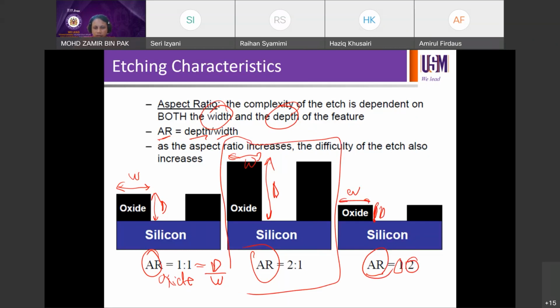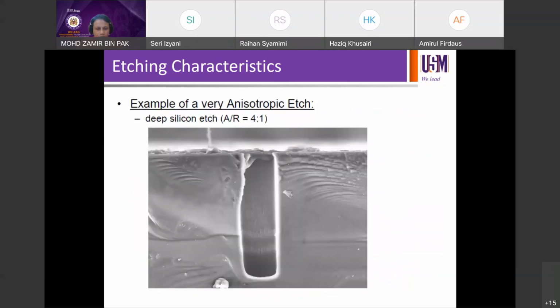So if you want to etch, it's going to demand a higher quality etching process because it is deeper. Therefore you have to ensure that it is able to etch your oxide uniformly, anisotropically. For example, an anisotropic etch, deep silicon etch, 4/1. Depth over width 4/1. Maybe more than 4 actually, right?